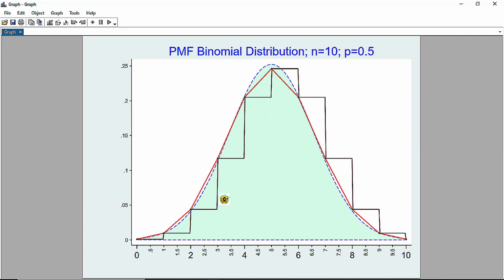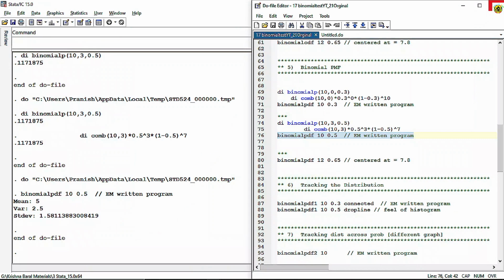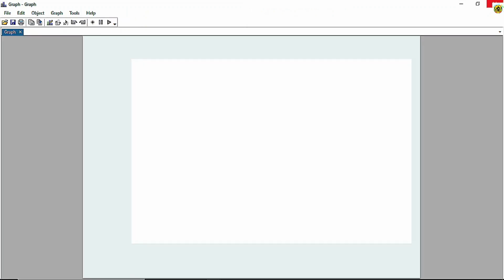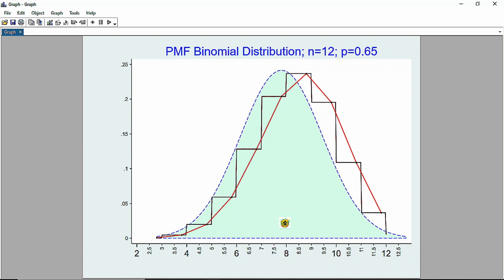So for 3 or less, it should be somewhat 11%, and that's fine. And we can always provide any other inputs. Say the number of trials is 12, and the probability of success is 65%. Let us see what it looks like. The graph should be centered at 7.8, somewhere over here at this point. Compare it with the normal distribution graph in the backdrop, and we see this result.